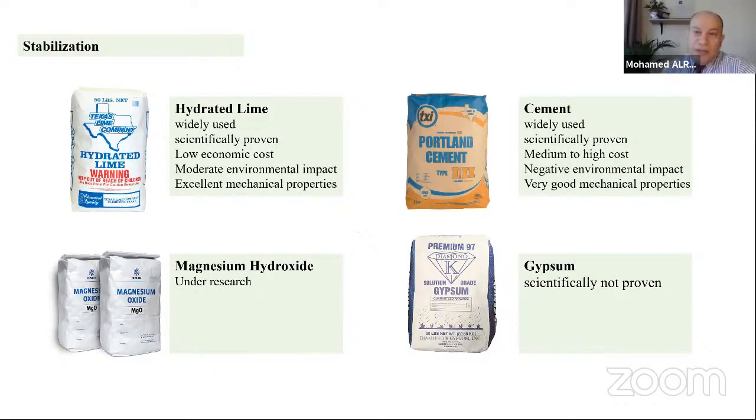If you would like to search over the internet, you will find very few papers talking about gypsum as a soil stabilizer. And what I mean by gypsum, the chemical formula, is calcium sulfate. We also used it in recent research here at Fatih Sultan Mehmet University, and it was disappointing to see that it has no effect on the water resistance at all.